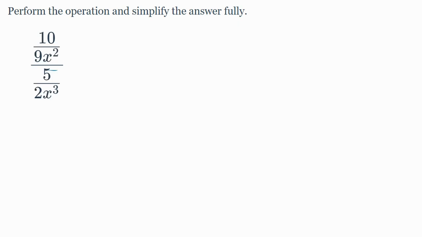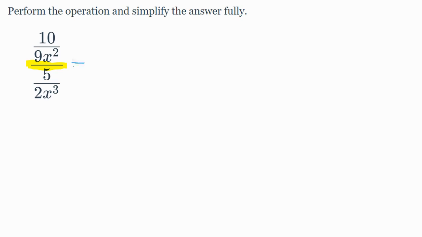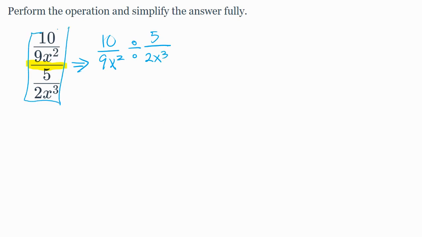So there's a top expression and a denominator expression. And so our job is to simply separate them right here. And I would look at it as if we were just seeing one of those previous problems where it was 10 over 9x squared divided by 5 over 2x to the third. That's all this means.